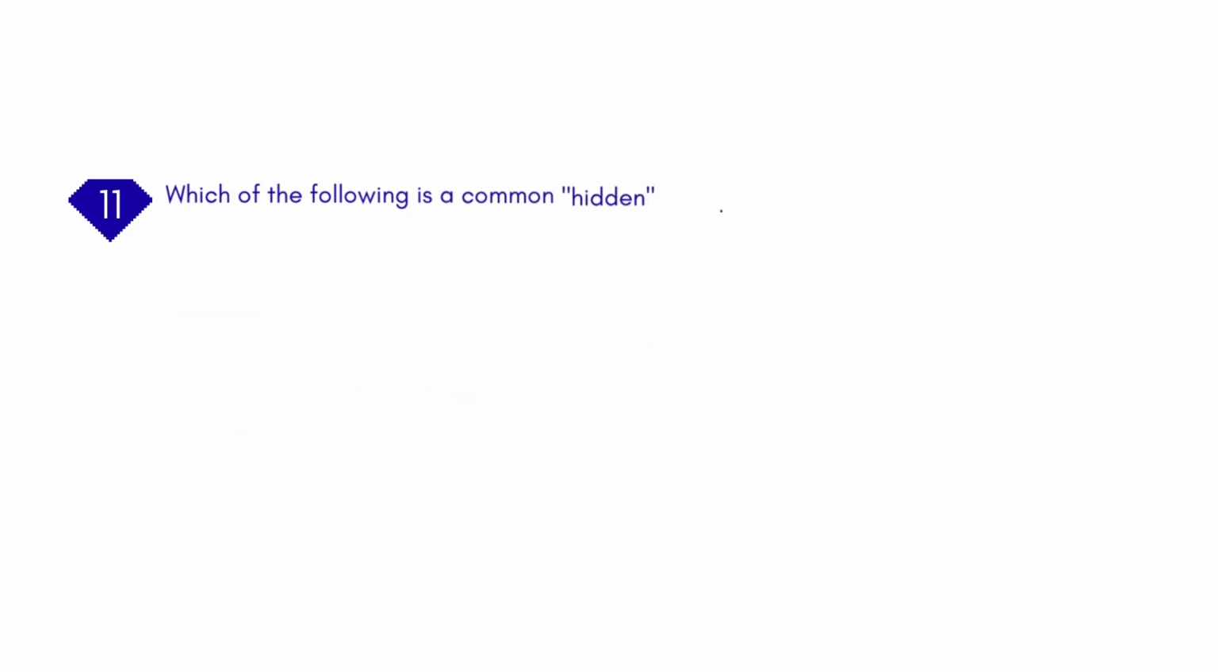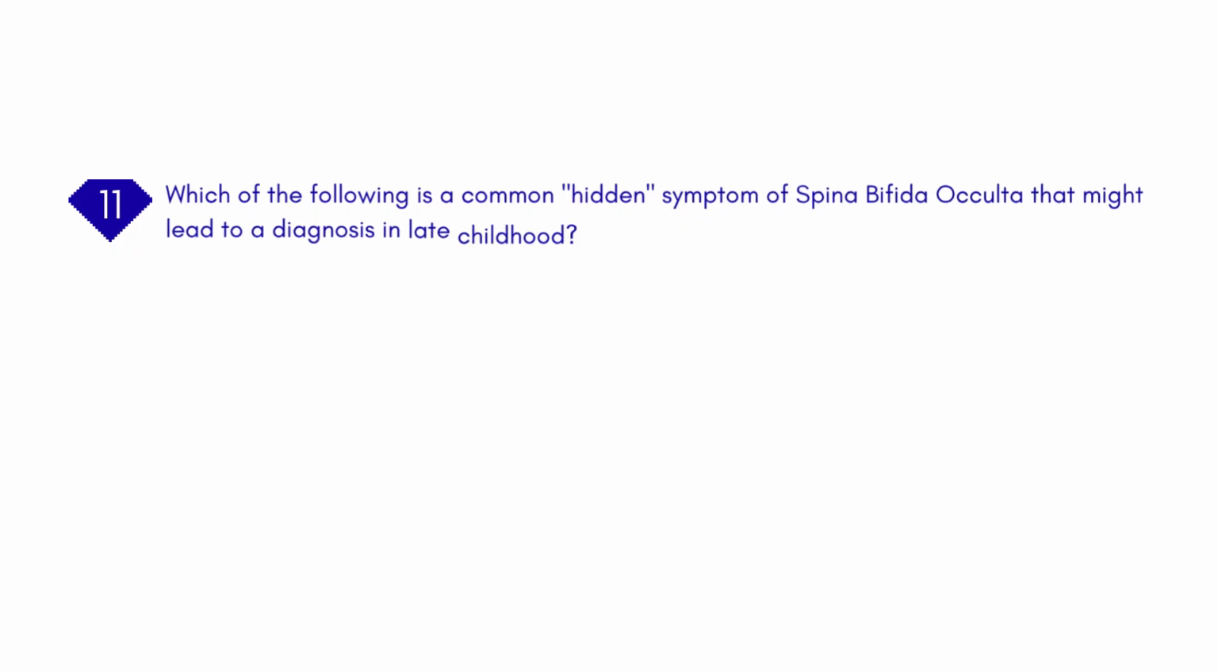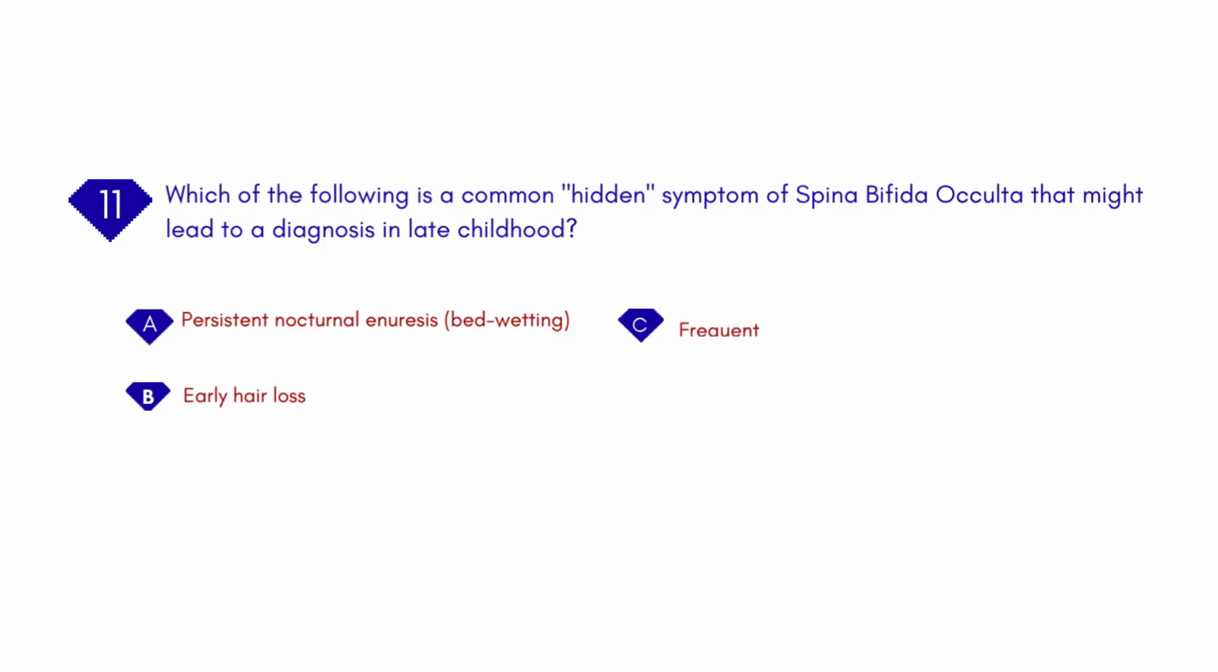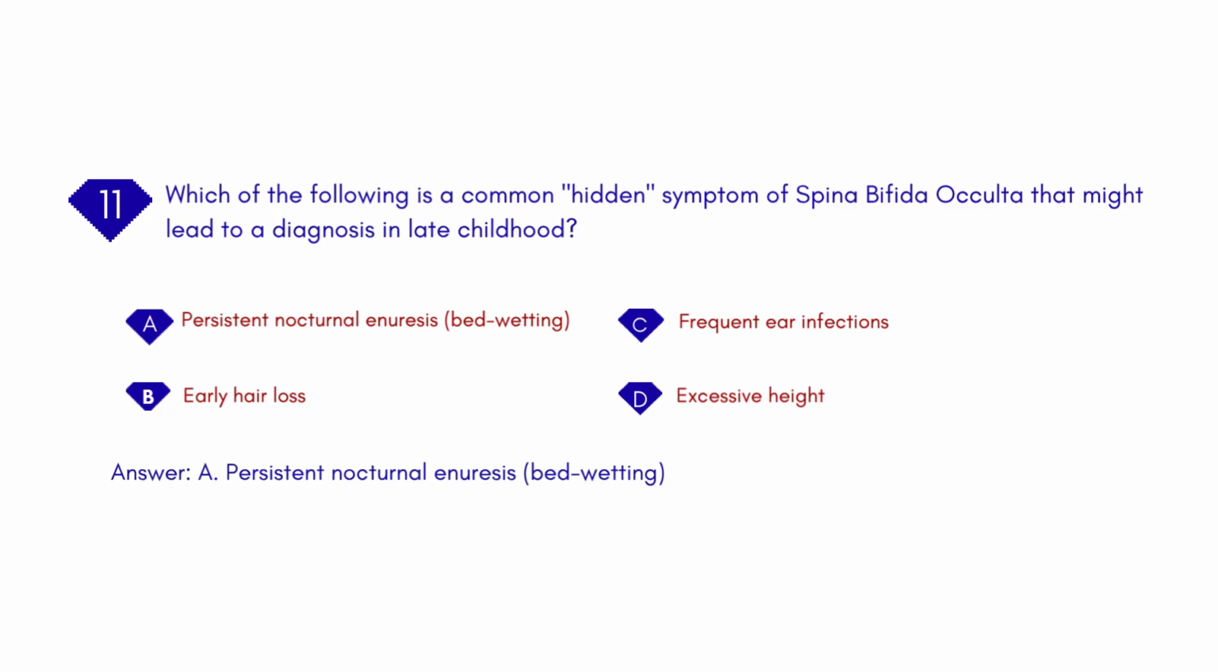Which of the following is a common hidden symptom of spina bifida occulta that might lead to a diagnosis in late childhood? A. Persistent nocturnal enuresis, bedwetting. B. Early hair loss. C. Frequent ear infections. D. Excessive height. Answer: A. Persistent nocturnal enuresis, bedwetting.